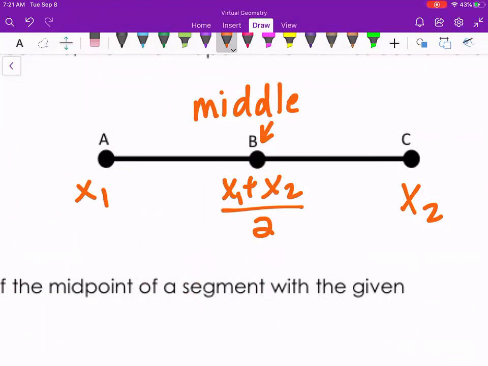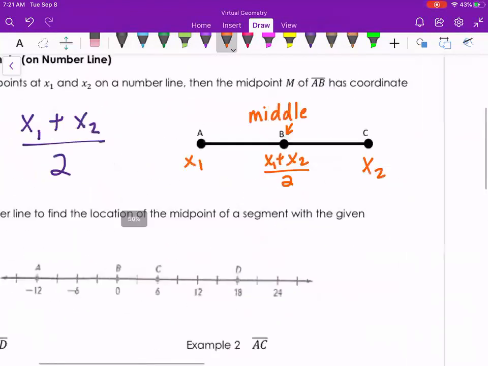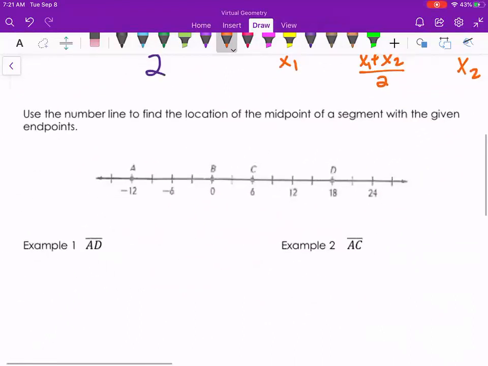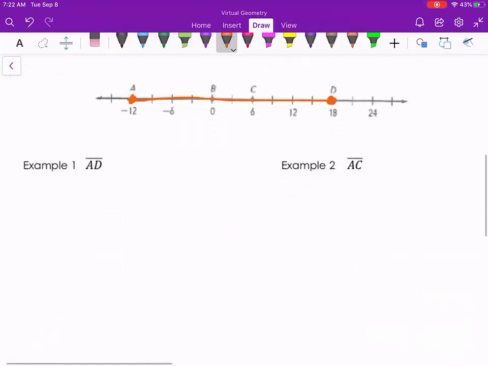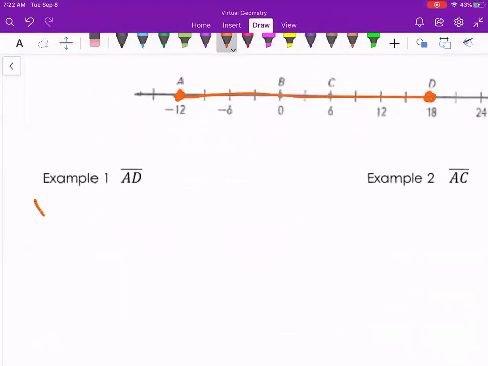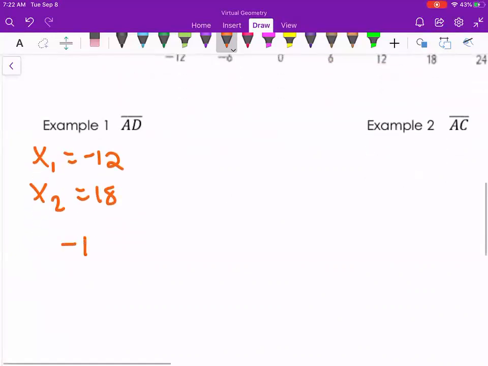So we're going to try an example that uses exactly that formula. We have a number line here, and we're going to find the midpoint of each of these different segments. The first one we're going to do is segment AD. So we're going all the way from A out to D. I need those two numbers, the locations of those ends. My x1 is -12, my x2 is 18. The rule says add them up and divide by 2 to figure out where the middle is.